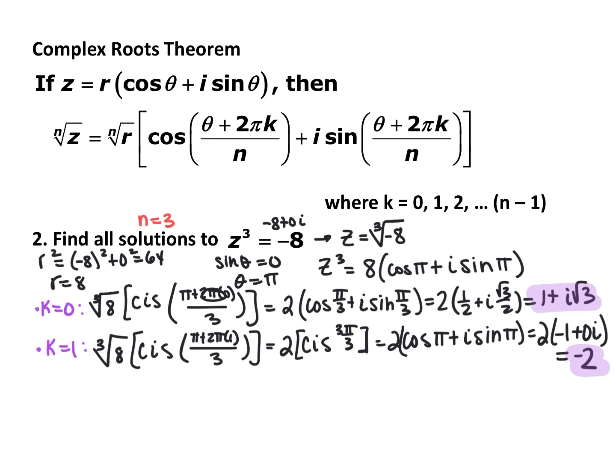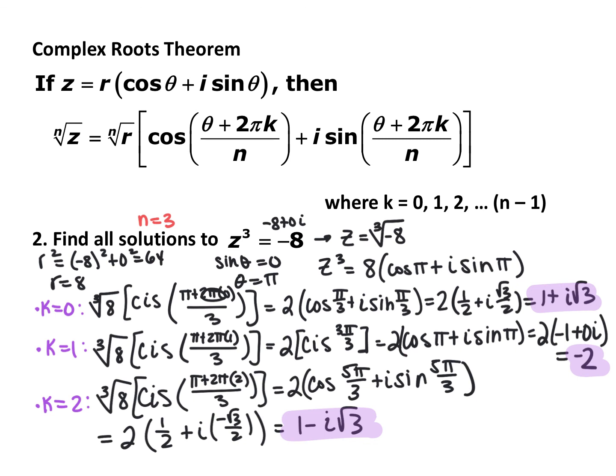Now if you haven't already done so, go ahead and pause the video and find the third solution. I'm going to do the whole thing again, except this time k is equal to 2. And so you end up with pi plus 2 pi times 2, which is 5 pi divided by 3. Then evaluate this because it's on the unit circle to put it back in rectangular form. Cosine of 5 pi over 3 is 1/2. Sine of 5 pi over 3 is negative root 3 over 2. Distribute the 2, you end up with 1 minus i root 3. Which makes sense because we talked about the fact that complex numbers always have to come in conjugate pairs when we were solving these back in chapter 4. So if I have 1 plus i root 3, I have to have 1 minus i root 3.